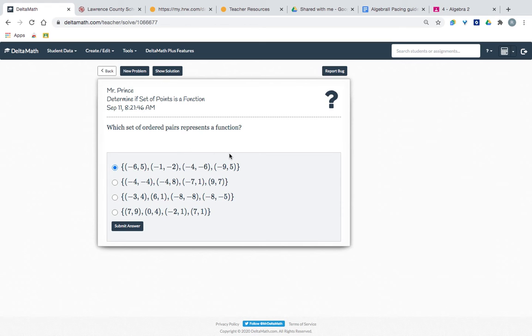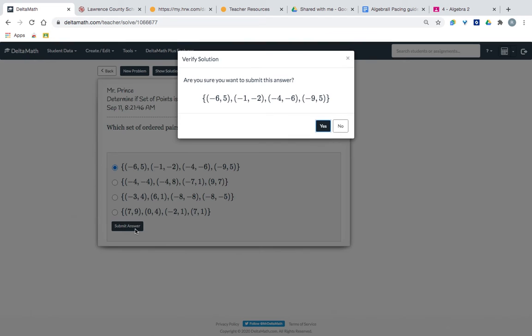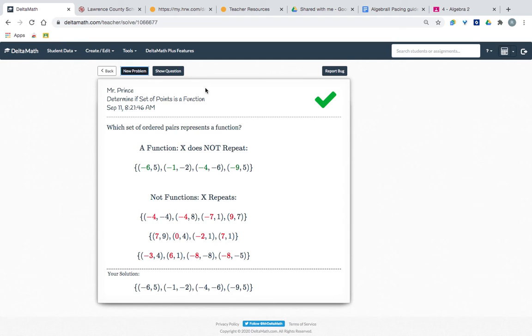So really, the only thing you have to do in this section, you need to understand what does represent a function. But as far as actually doing the work, all you have to do is look at the x values and see if any of them match. If you have matching x values, then that's not going to be an option because that means it'll have separate y values, and you can only have one y for every x.